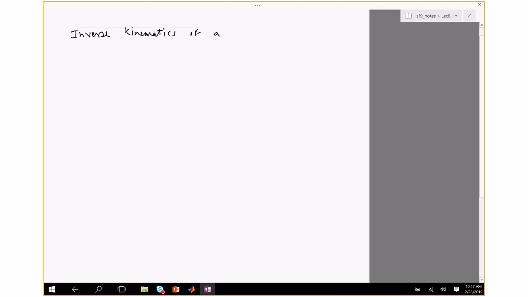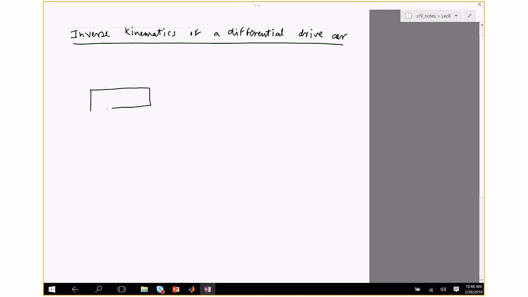Then let's use inverse kinematics of a differential drive car. Okay, so let's draw the car. Here's the caricature of the car. Since it's a differential drive car, we don't show the front wheels, basically a caster in the front.